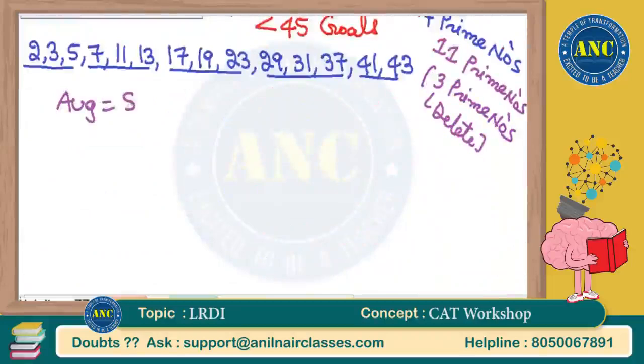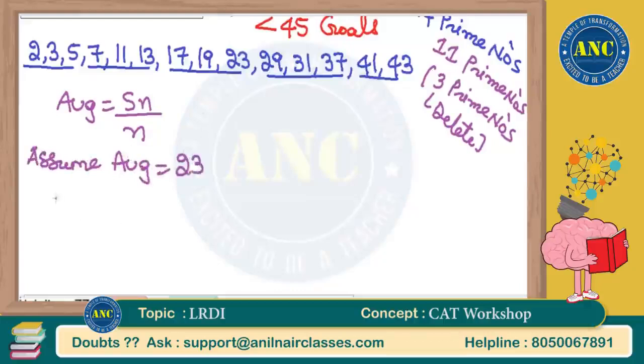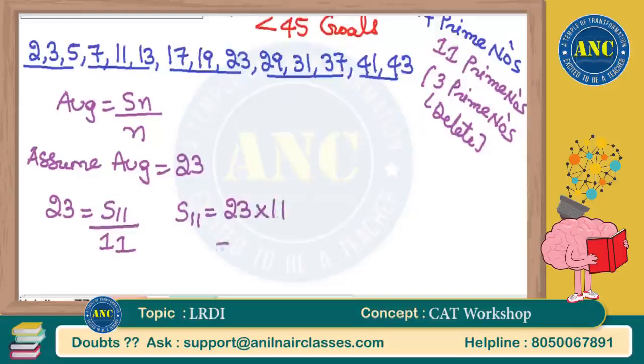What is the average of their goal scores? Average is given by S by N. Suppose I assume average as 23. There are total 11 players, so the sum of 11 players will become 23 into 11. 23 into 11 is 253. Average cannot be the score of the player. So 23 we have to eliminate it.